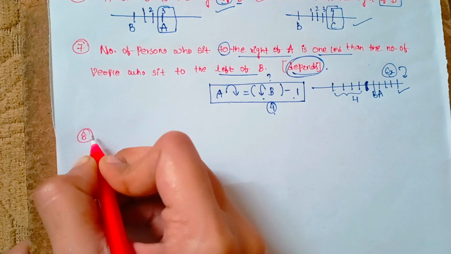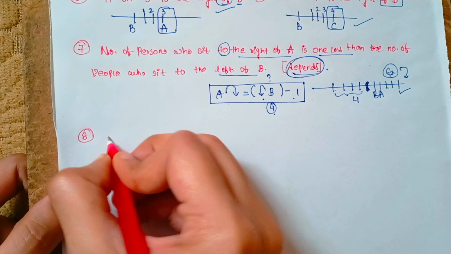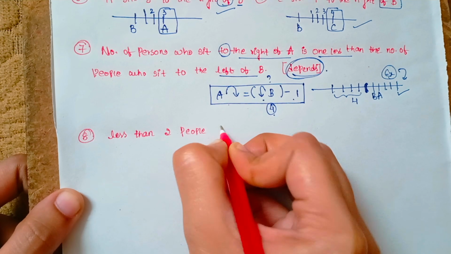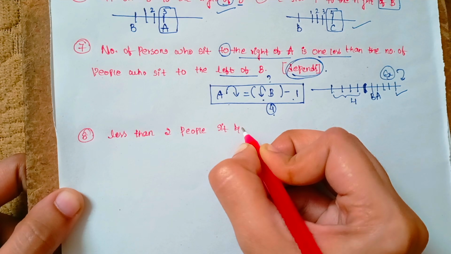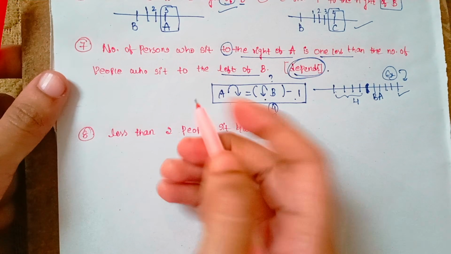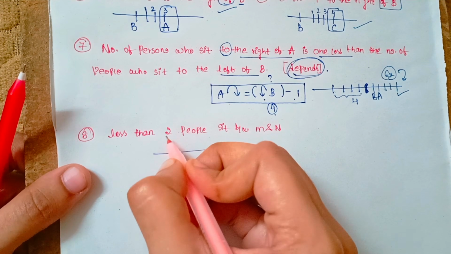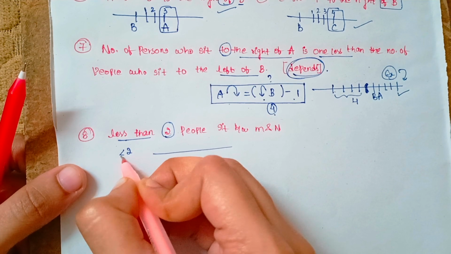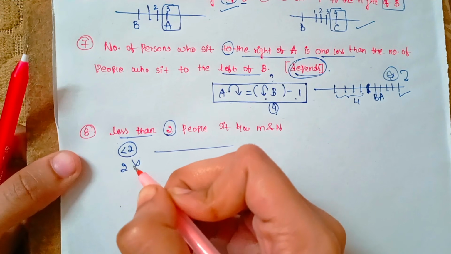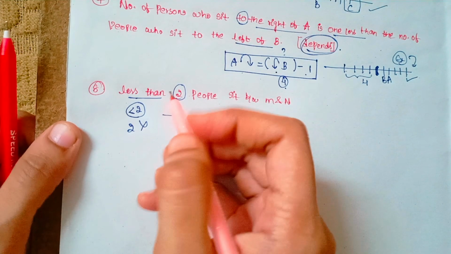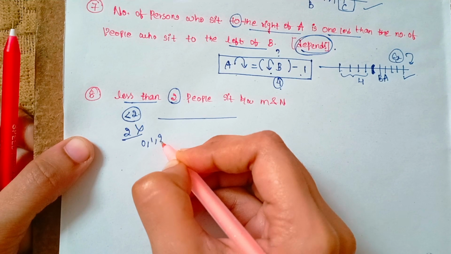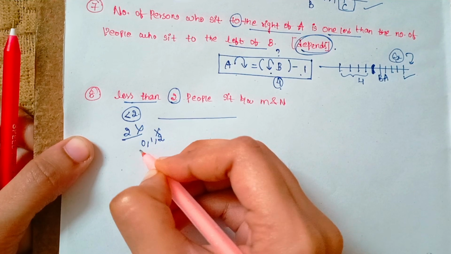Next, 8th statement. Let's change the alphabets this time. Less than 2 people sit between M and N. Just tell me, less than 2 means what? Even 2 is not considered here because it should be less than 2 and not exactly 2. So only 0 and 1 are possible. Actually there is no shortcut here. This is just the concept. Less than 2 in the sense 2 should not be possible and only 0, 1 are possible.